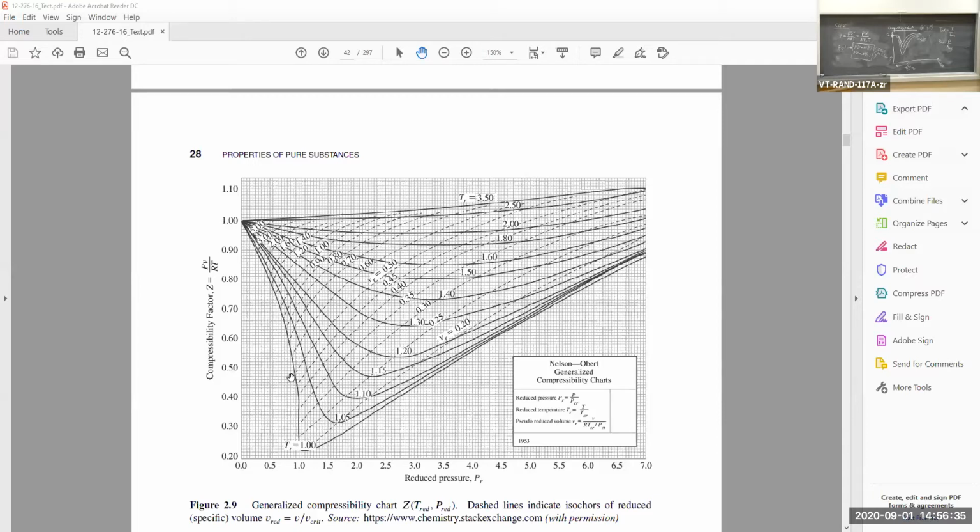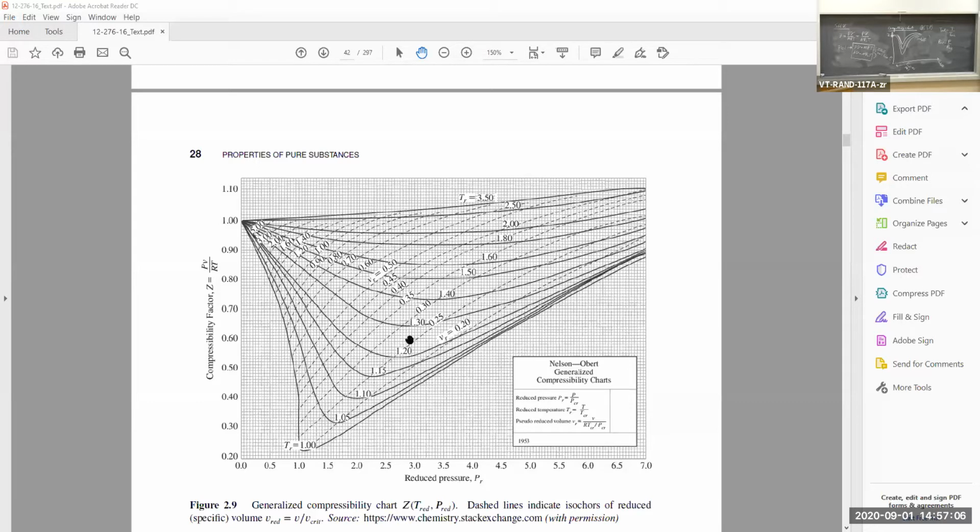So Z actually goes down to 0.2 for a reduced temperature of 1 at just PR equal to 1, okay? So for low reduced temperature, Z varies very quickly with reduced pressure. So we don't want a reduced temperature that's too low. We want a reduced temperature that places us somewhere in here in the compressibility chart, okay?